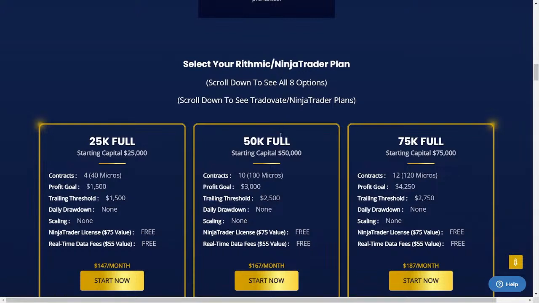So looking at this 50K account, you need to pay attention to the number of contracts you can trade, 10 minis or 100 micros. They have a specific profit goal. This is one of your targets. The other thing you have to pay attention to is your trailing threshold. You need to be aware of this trailing threshold, as it is the thing that would cause you to violate the account. Otherwise, presuming that has not been hit, you have an unlimited amount of time to try to hit your profit goal, so long as you keep paying the monthly amount.